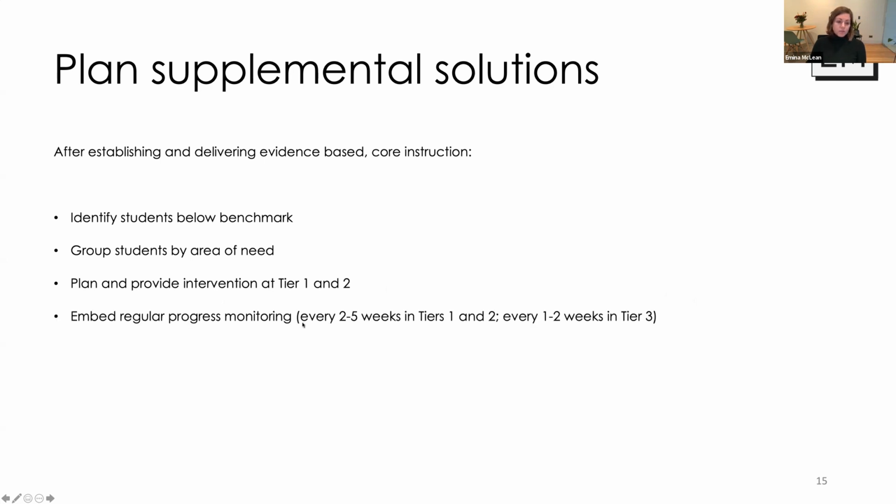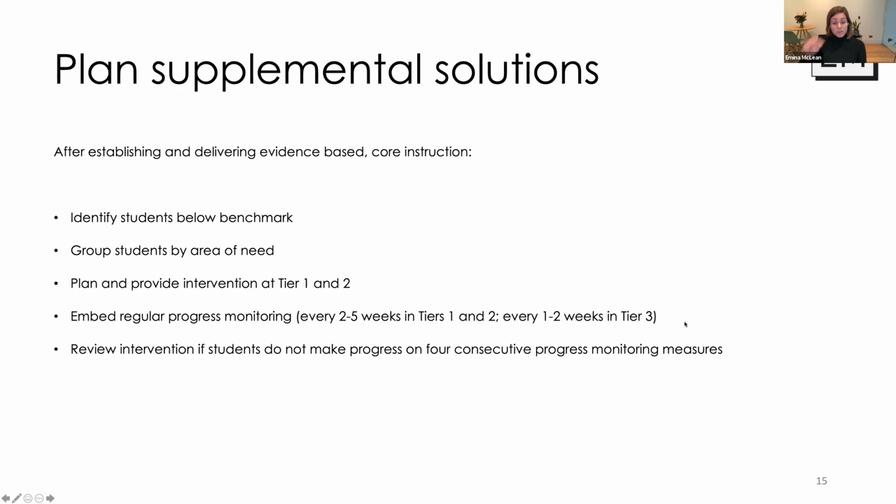We're going to embed regular progress monitoring. So every 2 to 5 weeks in tier 1 and 2, every 1 to 2 weeks in tier 3. There's a bit of variation in the literature around the frequency of this. Review intervention if students don't make progress on 4 consecutive progress monitoring measures. So if they're not making progress on 4 consistent measures, we have to go, what's going on in an intervention? Do we need to up the dose? Do we need to change what we're doing? Are we not being as effective as we could be in terms of how we're structuring these sessions? The intervention requires a full review at that point.